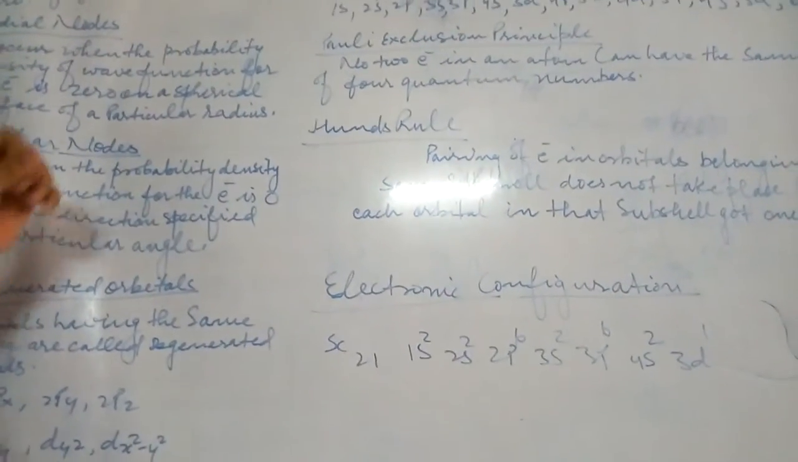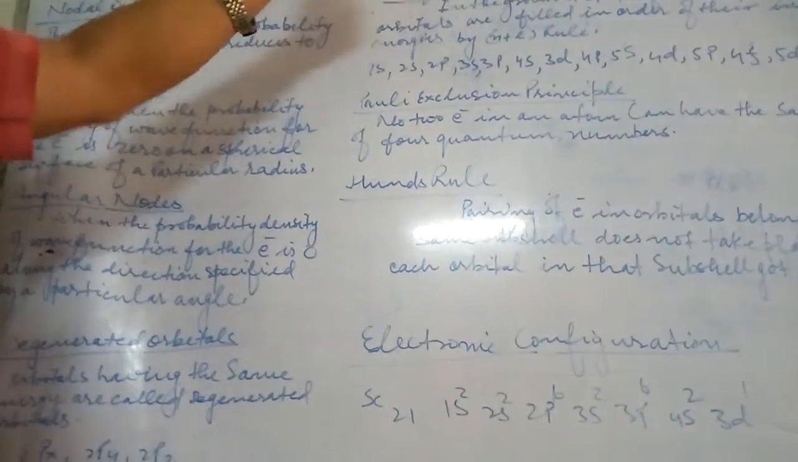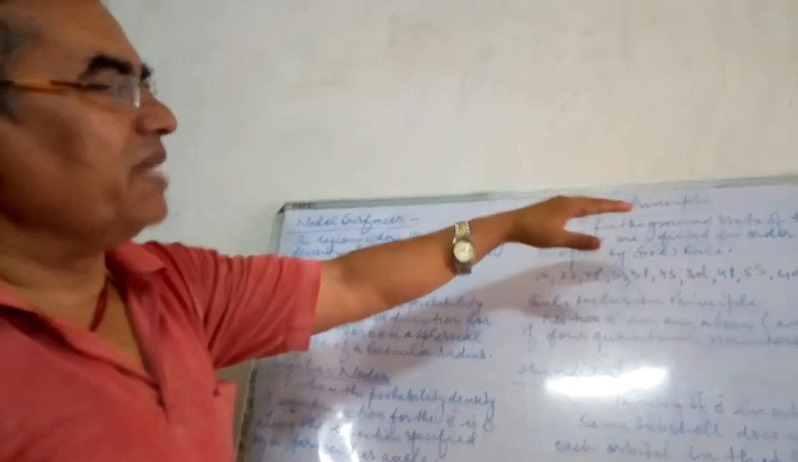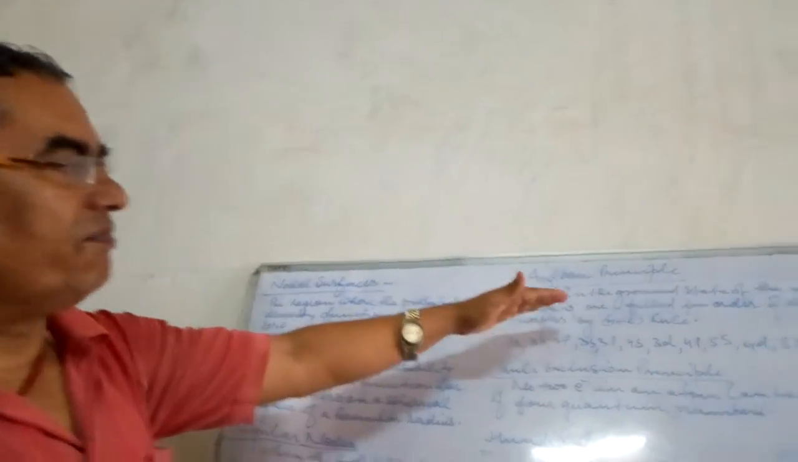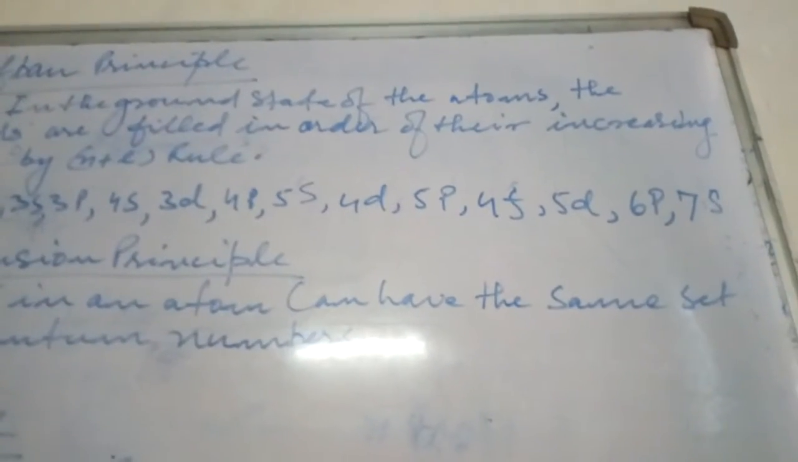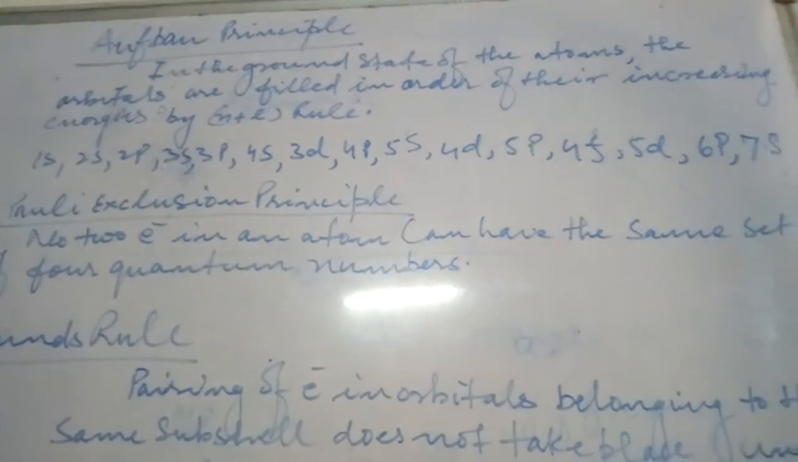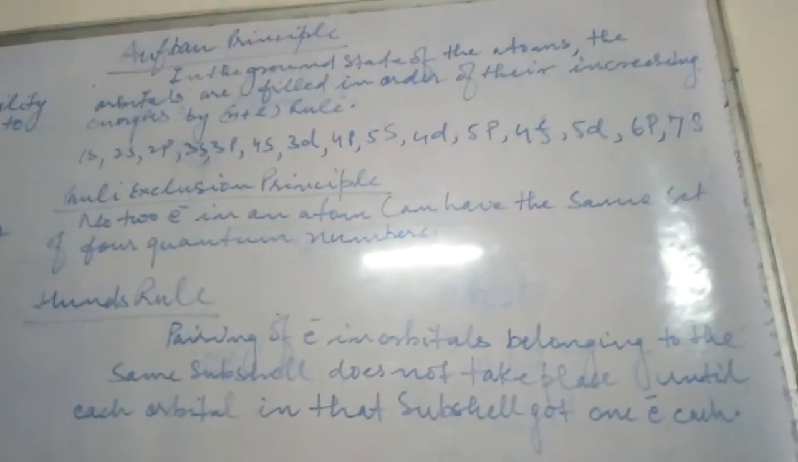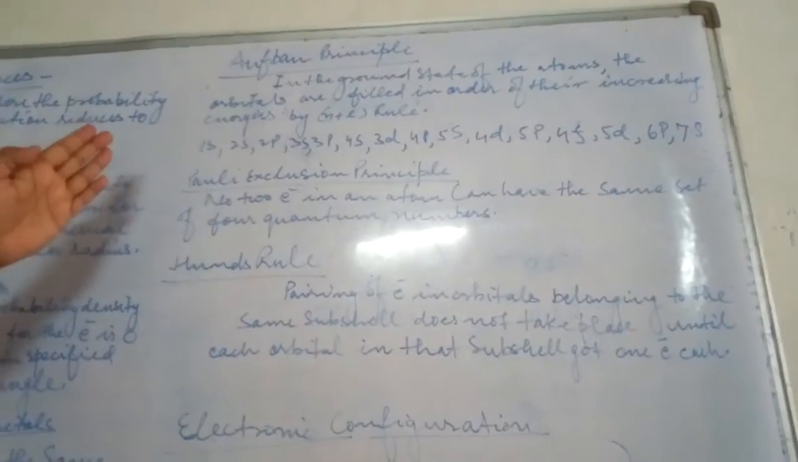Children, the next topic is the Aufbau principle. You know, in the ground state of atoms, the orbitals are filled in order of their increasing energies by the n plus l rule. Do you know the n plus l rule? Yesterday you went through the study of quantum numbers. n denotes the principal quantum number, l denotes the azimuthal quantum number. So the sum of n plus l is considered for the increasing energy.